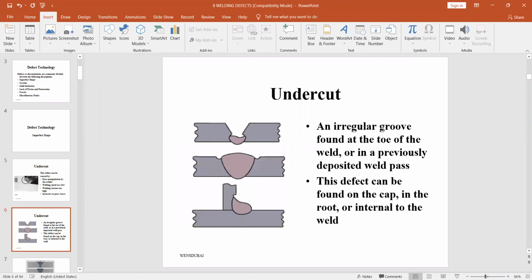The next reason: an irregular groove found at the toe of the weld or a previously deposited weld pass. This defect can be found on the cap, in the root, or internal to the weld. Basically you will get undercut on top and also at the root. Here we can say root undercut, and here cap undercut. In the case of a fillet, you get it here also.